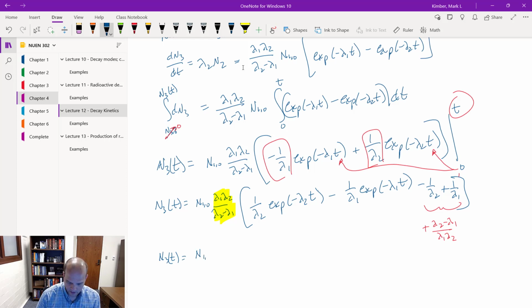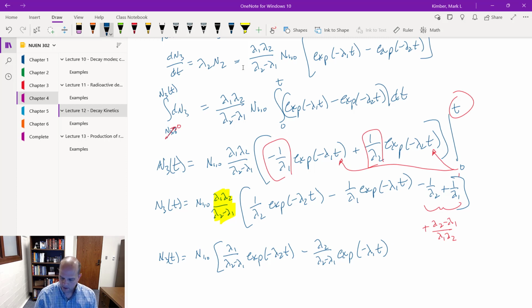So I've got N1 naught, that's my initial inventory of isotope number 1. And I've got lambda 1 over lambda 2 minus lambda 1, minus lambda 2 over lambda 2 minus lambda 1 times this exponential. And then I've got plus 1.